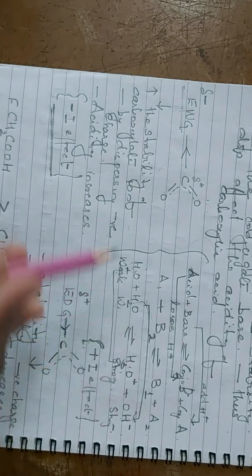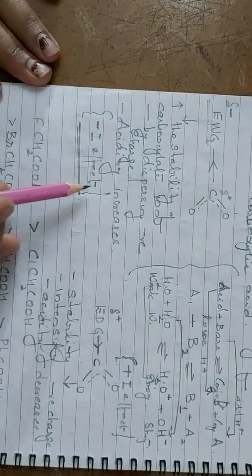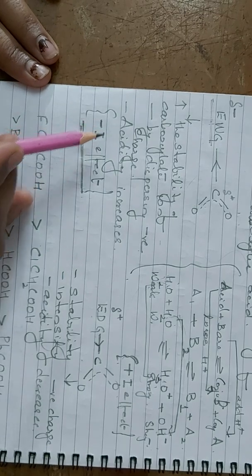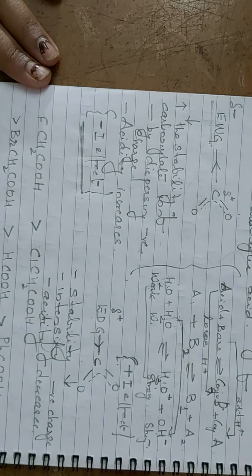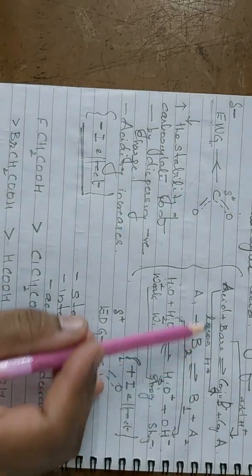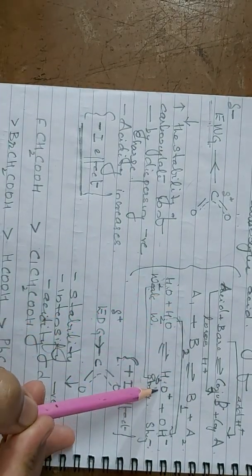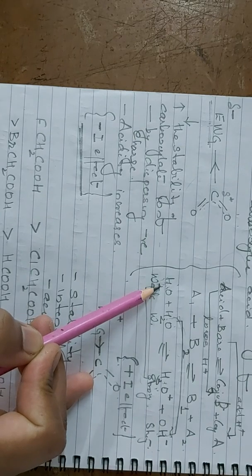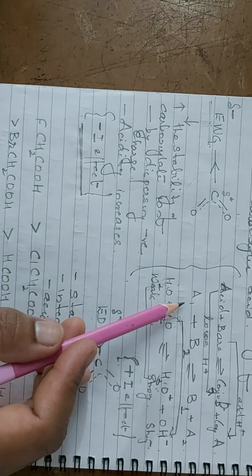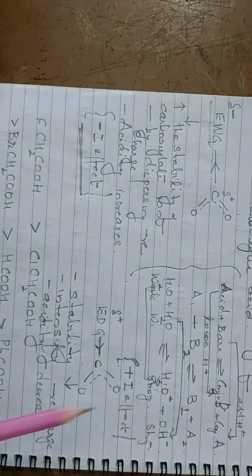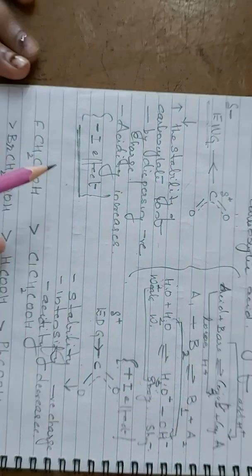So when we consider the presence of a substituent, that actually affects the stability of the conjugate base of the corresponding acid. That's why we say it will affect the acidity. So we will go with the explanation here.